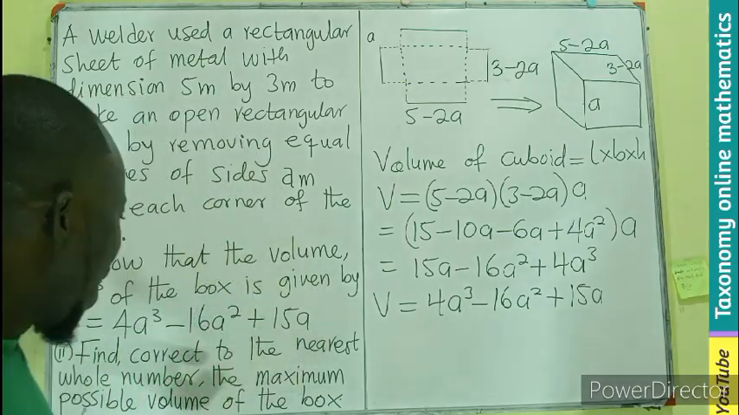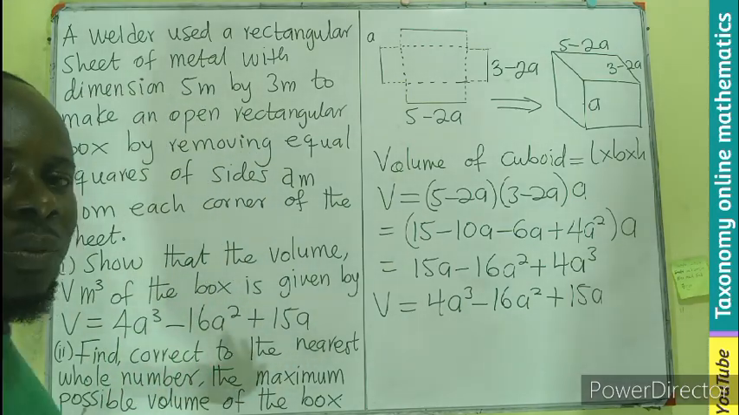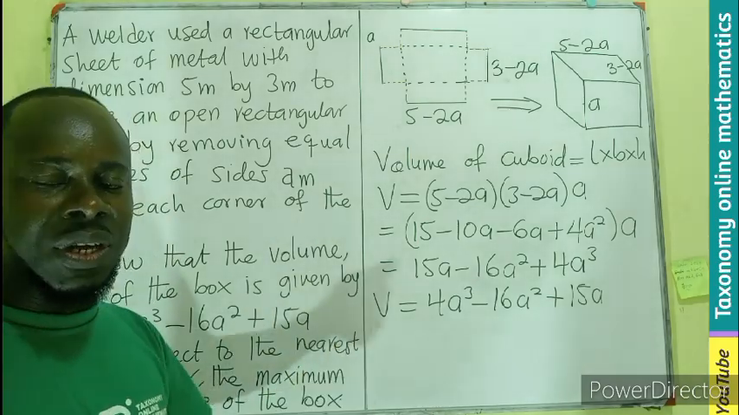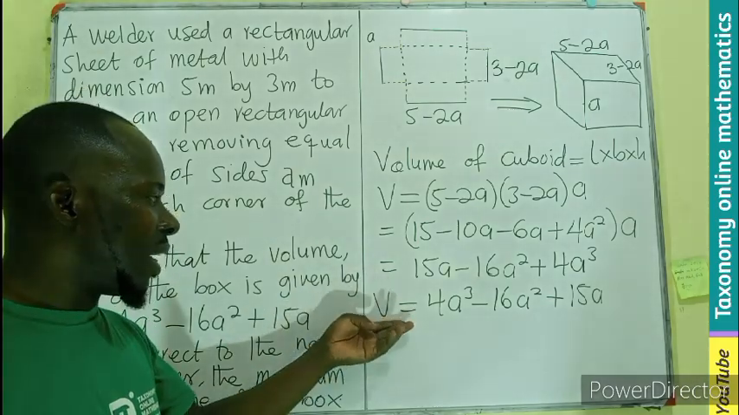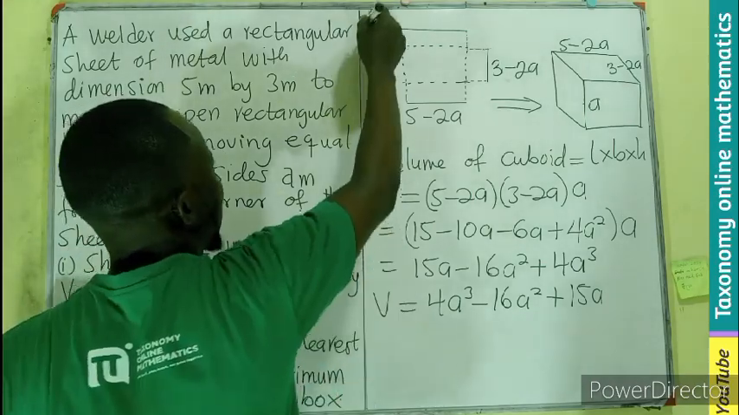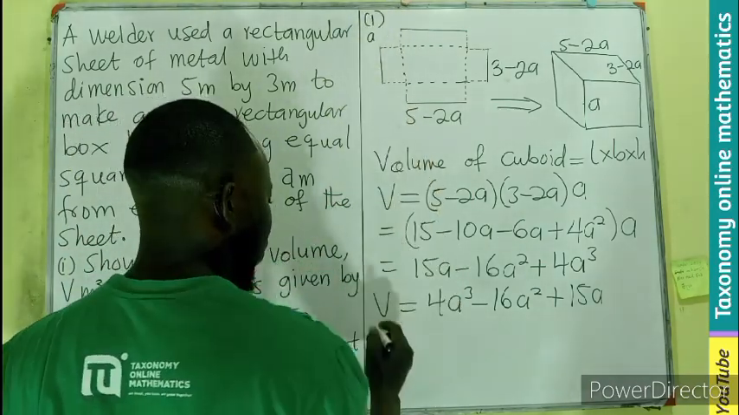Alright. Now, if we are asked to find the maximum, what do we do? At the maximum, we need to deal with differentiation. We need to differentiate this very one. So we can say that, where are we? This is question 1.